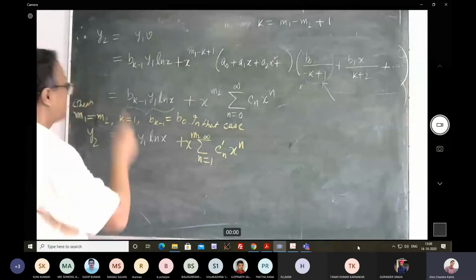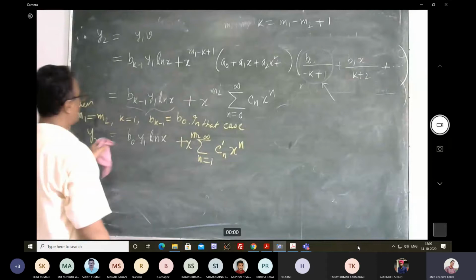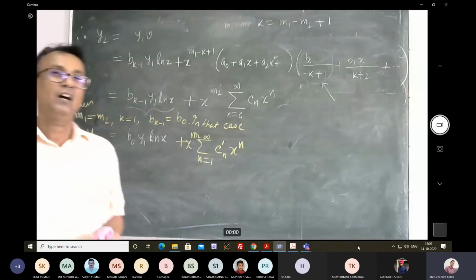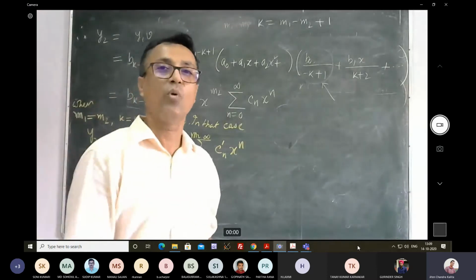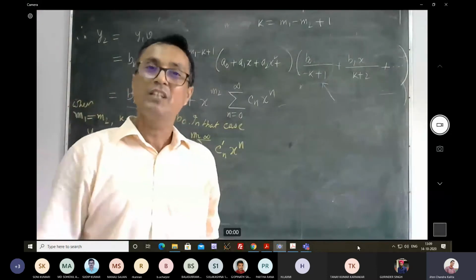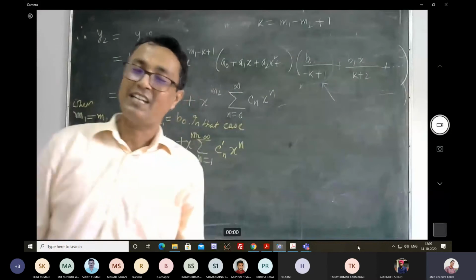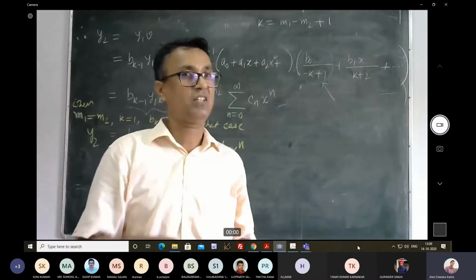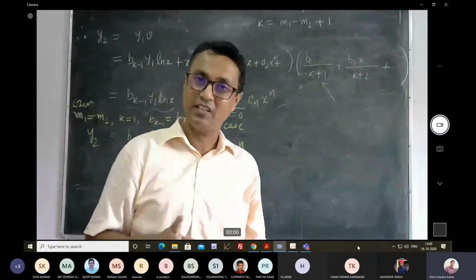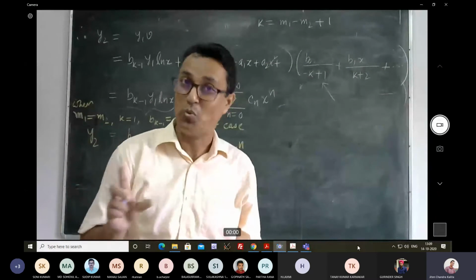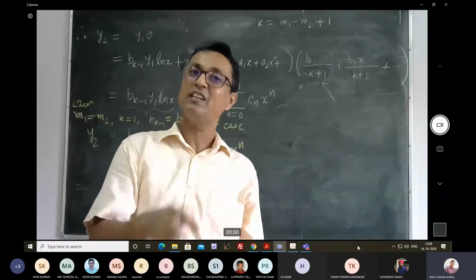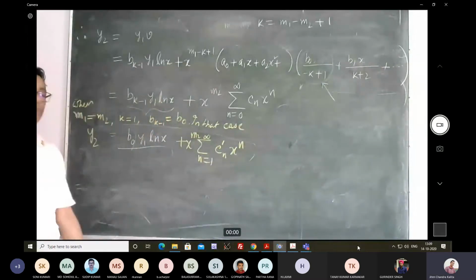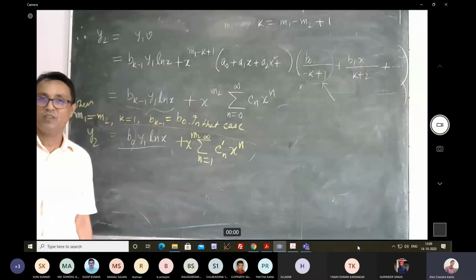That is why, generally, they don't even write this term B naught, because eventually you are going to express a general solution in terms of a linear combination of both this Y1 and Y2. Now that tells you that the logarithmic term is definitely going to be present when your M1 equals M2. When the roots are equal, definitely you can get a solution of this form where the logarithmic term is present.